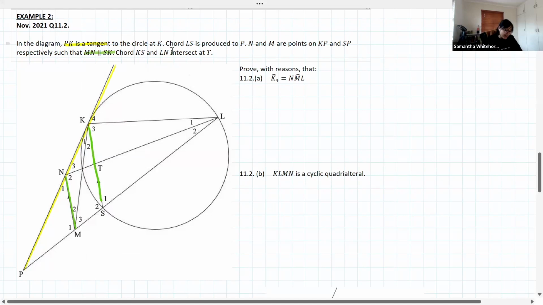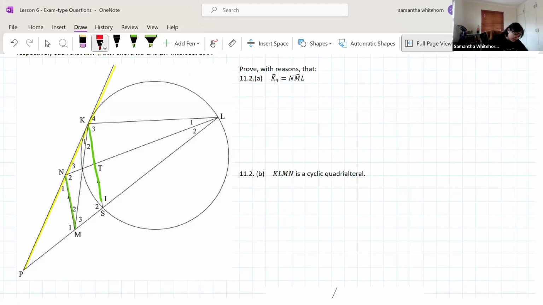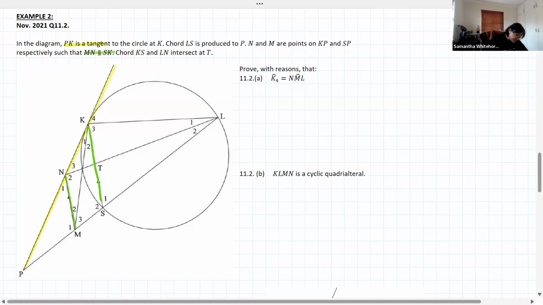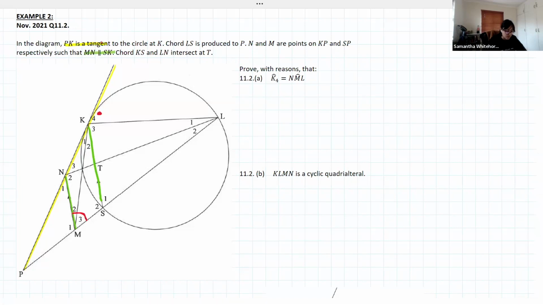Then it says chords KS and LN intersect at T. We can see point T there, where those chords intersect. We haven't been given the sizes of anything, so we don't know side lengths or angle sizes, but that is what we have. The first question says, prove with reasons that angle K4 is equal to angle NML. So here's K4, and NML is this angle over here, so basically M2 and 3. I want you to take a second and think about how we can prove that K4 is equal to NML, the two angles I've indicated there in red.